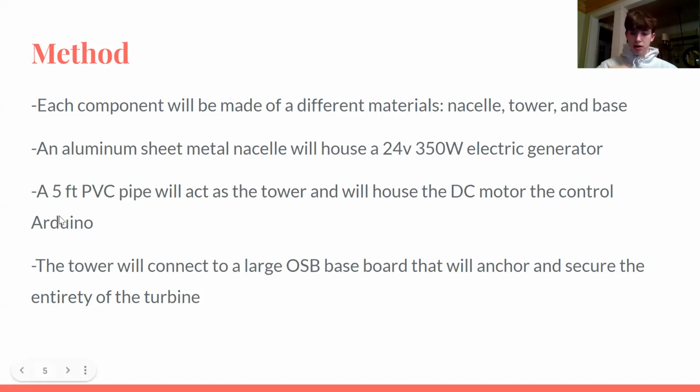On the bottom half, the tower connects to a base, and the base is essentially a large OSB board that weighs 50 pounds. It anchors and secures the turbine to the floor and makes sure that nothing is unstable, so it's not going to come crashing down and break everything.